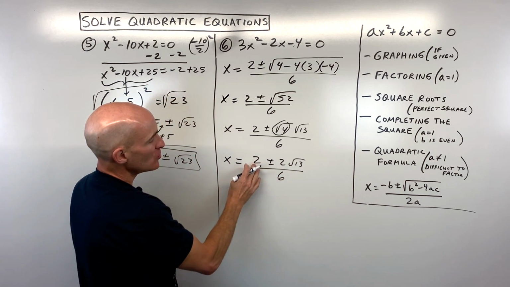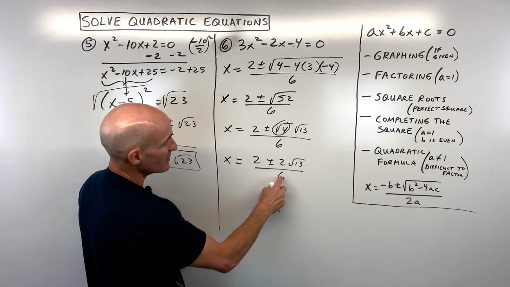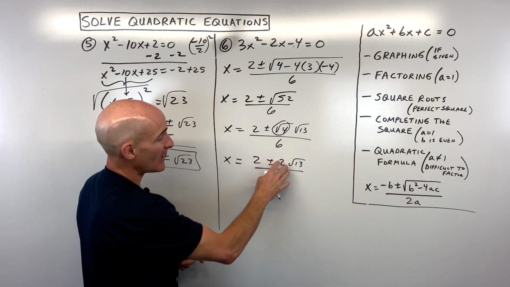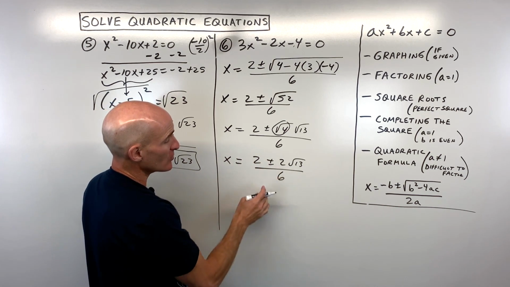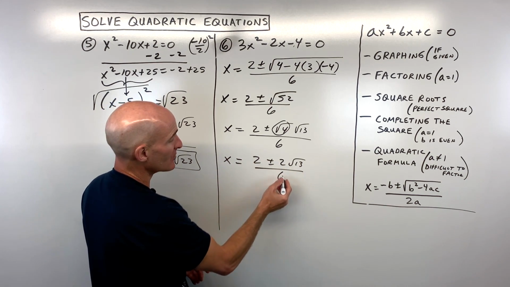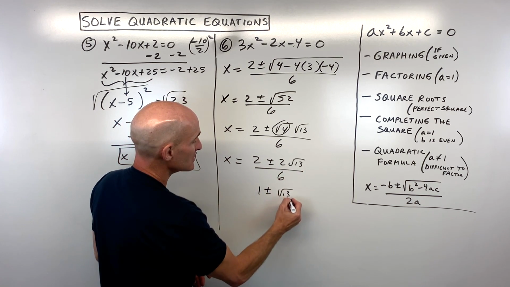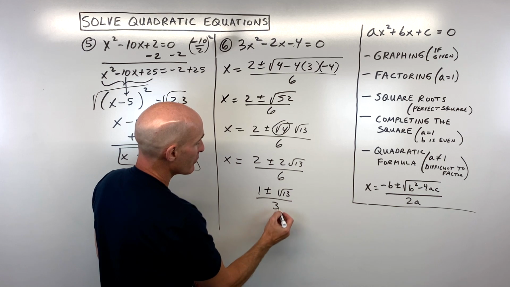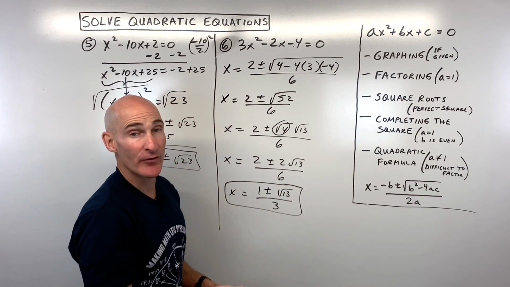And then you can reduce all these numbers by 2. Sometimes students will just do maybe this one or this one, but you want to make sure you divide everything by the same number to reduce it. You could also factor out a 2 and then reduce that, but I'm just going to divide everything by 2. So that's going to be 1 plus or minus 1 square root of 13, all divided by 3, and that's an exact answer using our quadratic formula.